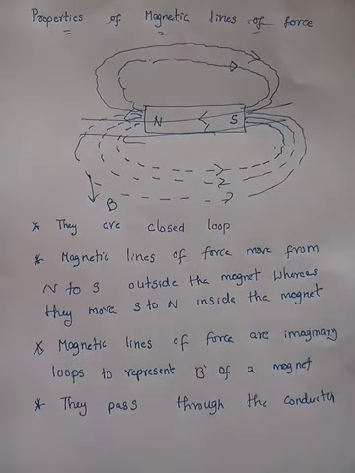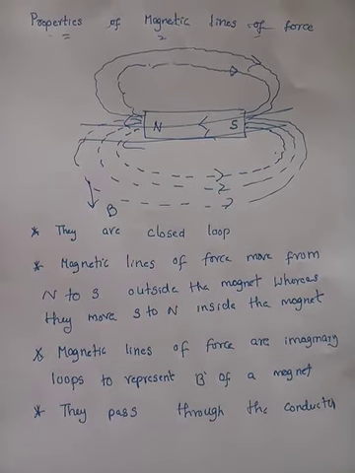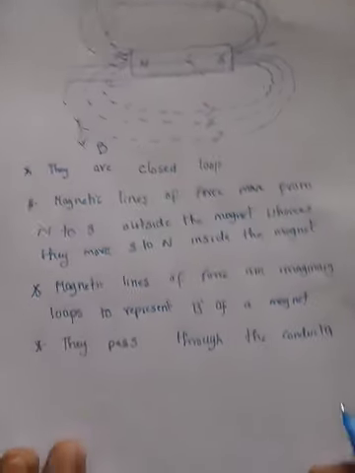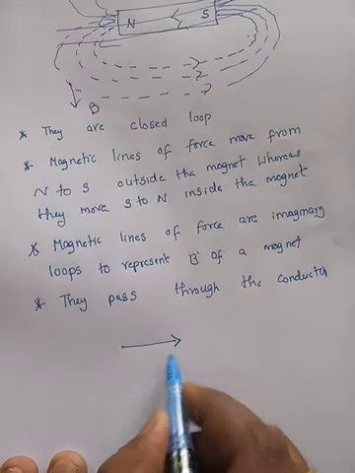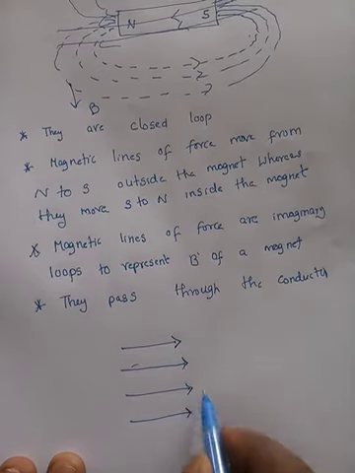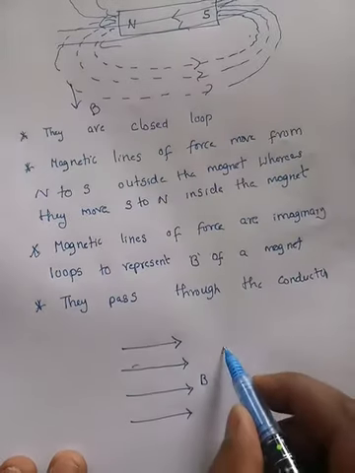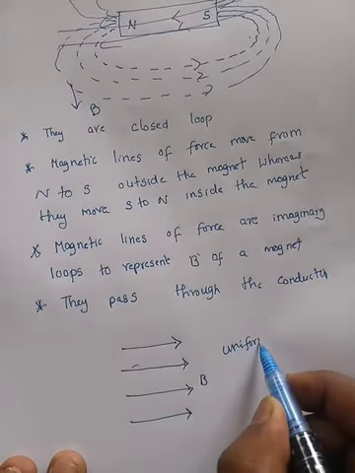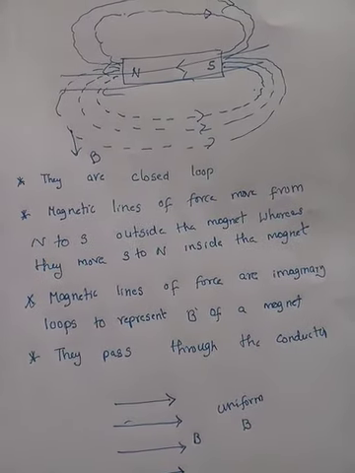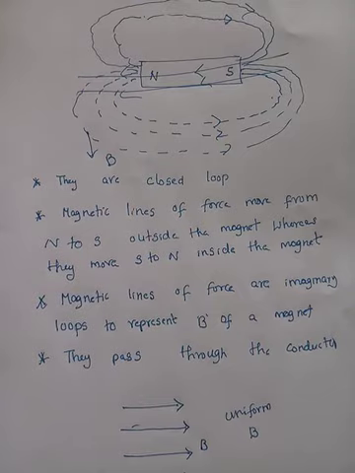If the magnetic lines of force are more, it is a strong magnetic field. If the magnetic lines of force are less, it is a weak magnetic field. If the lines of force are like this, straight, parallel and equally spaced, this represents what? A uniform magnetic field. So all these are properties of magnetic lines of force.